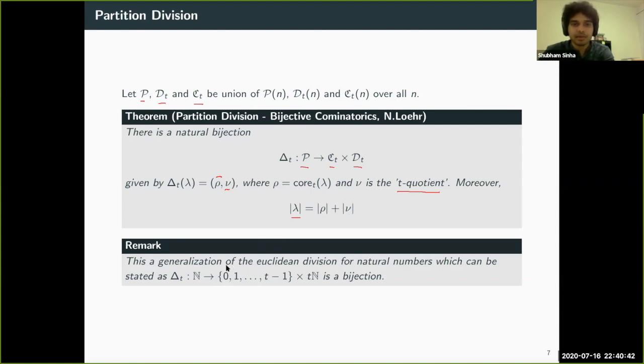This is a small generalization of Euclidean division, which can be written in this term as a bijection between the set of natural numbers and the set of remainders, which correspond to the t-core, and the set of t-divisible numbers.